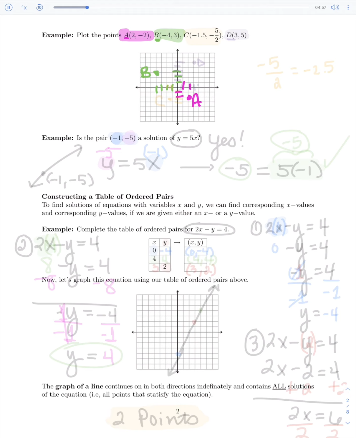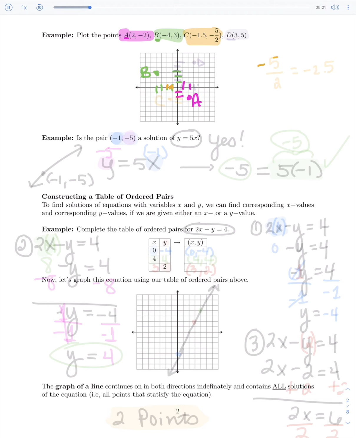Now let's take a look at point C. Point C is a little bit different because they want us to do the negative 1.5 first. So that means that we're going to be partway in between. Negative 1.5 means we're between negative 1 and negative 2. Well, negative 1 is here, negative 2 is here, so we'll be in the middle, at negative 1.5.